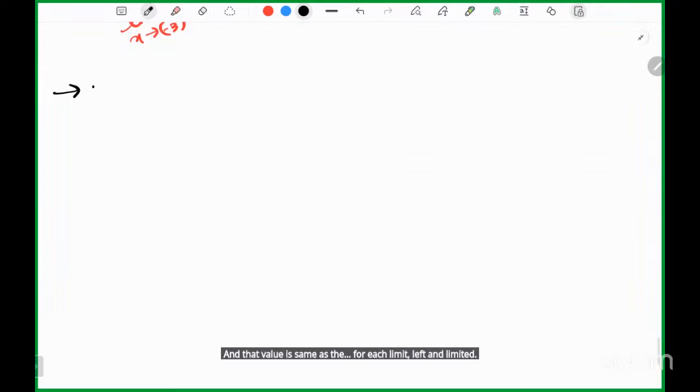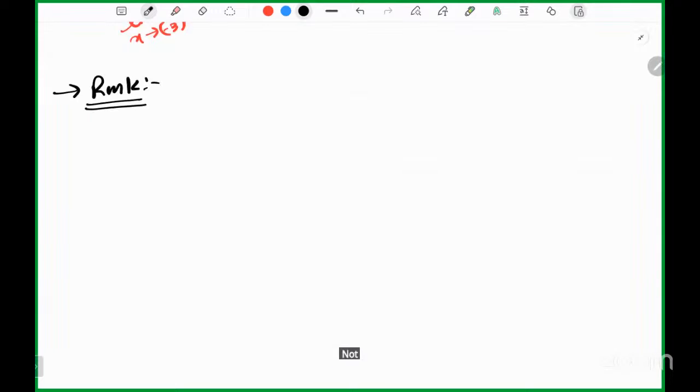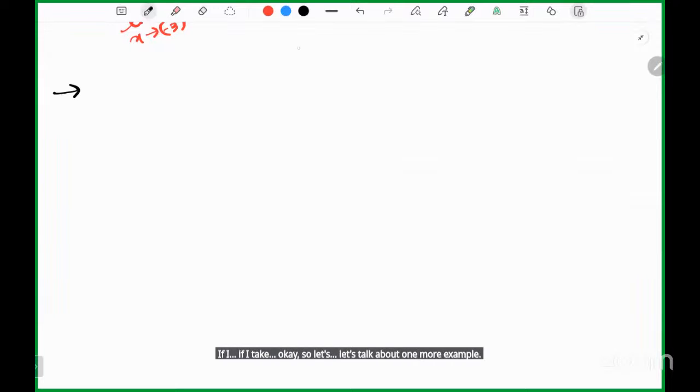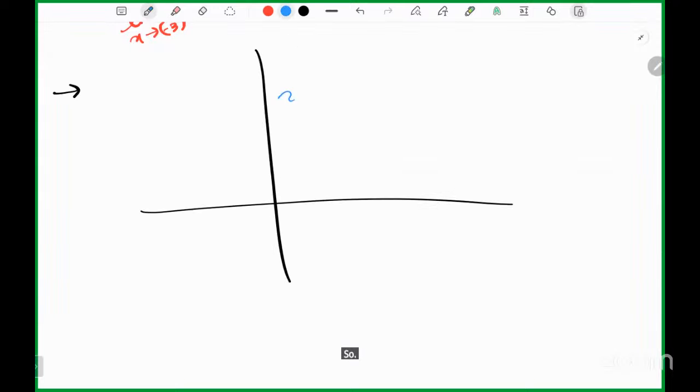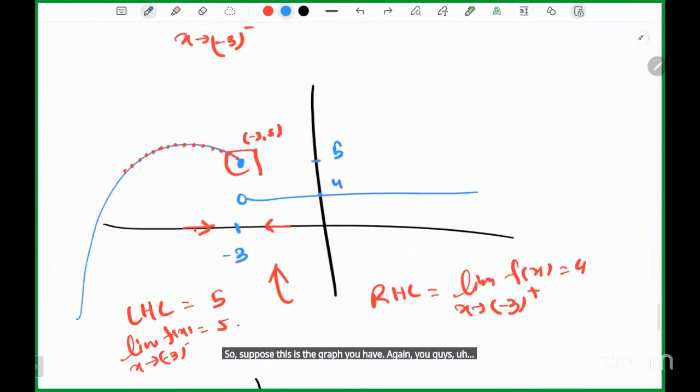Ma'am, it means we have to see only the approximate nearest value, not the exact value. Right, not the exact value. So let's talk about one more example. Suppose this is the graph you have.